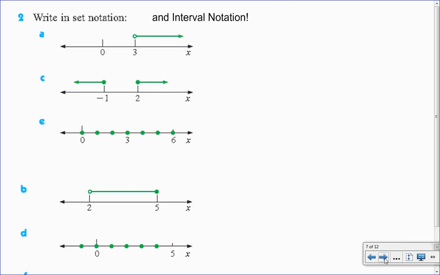Okay, we're going to write all of these in set notation and interval notation. So set notation: x is greater than 3. It's not including 3 because there's a hole here. It's going from 3 to infinity, so not including 3, and it can be all the way up to infinity.